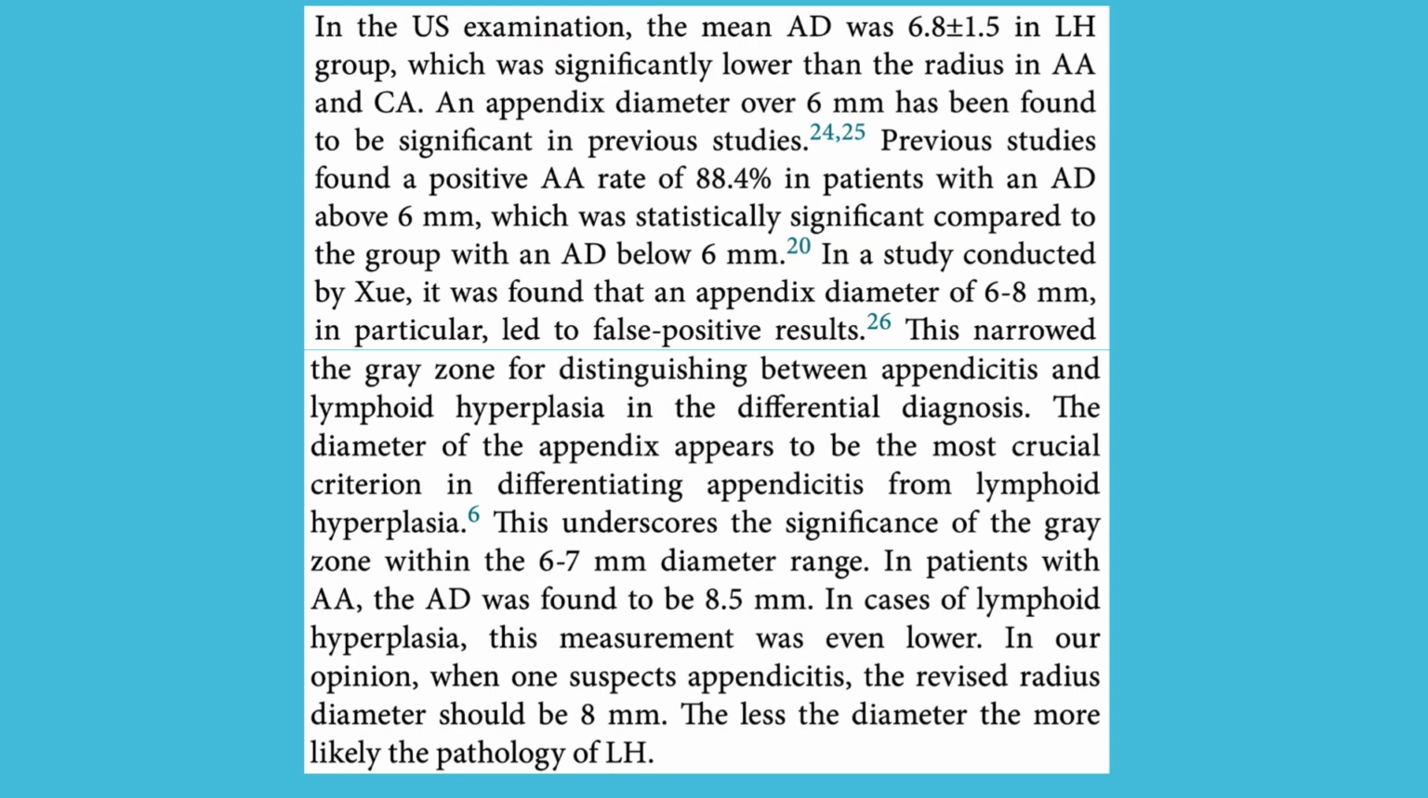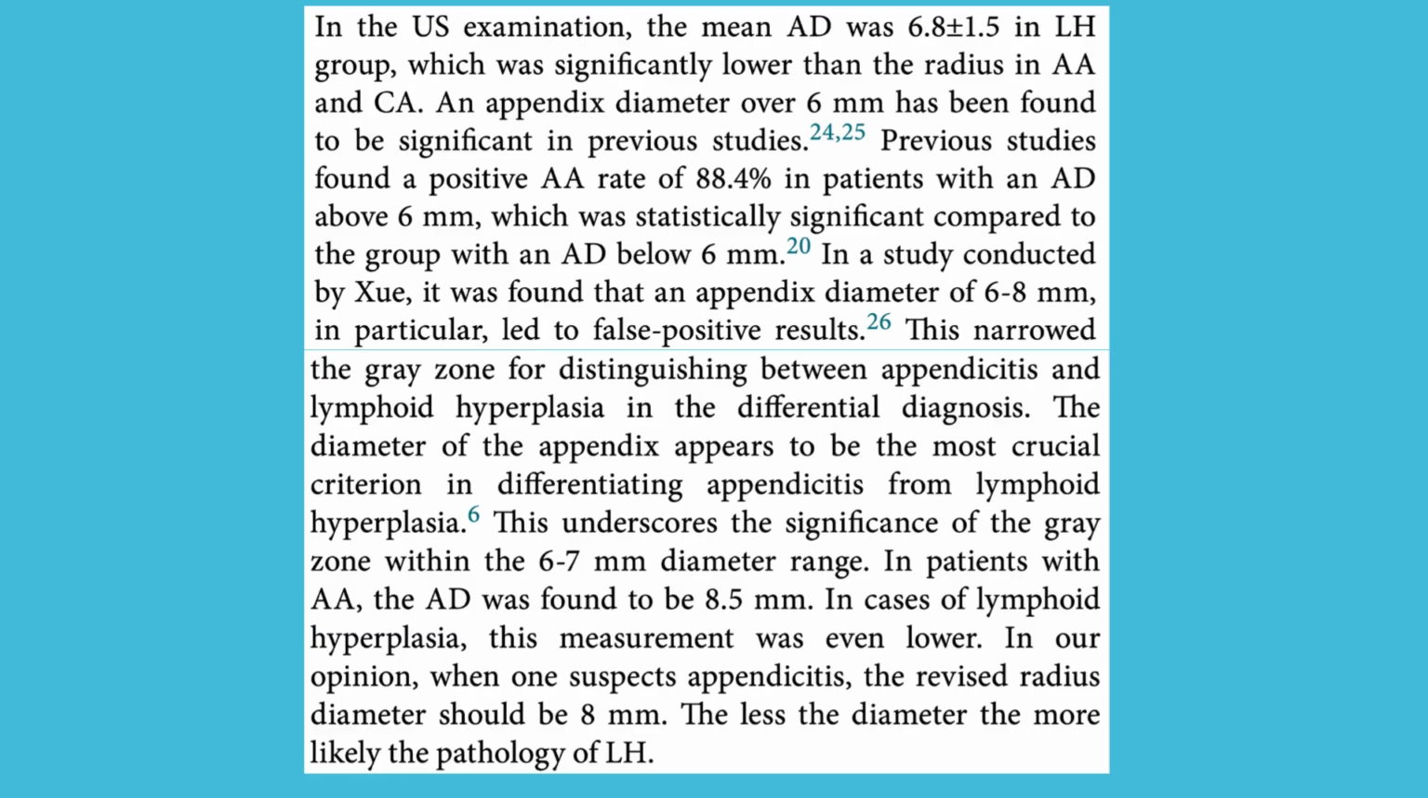previous studies. In the US examination, the mean AD was 6.8 ± 1.5 in LH group, which was significantly lower than the radius in AA and CA. An appendix diameter over 6 mm has been found to be significant in previous studies. Previous studies found a positive AA rate of 88.4% in patients with an AD above 6 mm, which was statistically significant compared to the group with an AD below 6 mm.